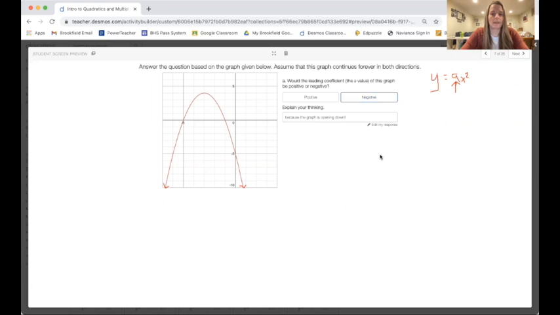Right, if it opened up, that's like our regular quadratic. Our parent function opens up, so it's positive, and then if we flip it, it opens down, so it's negative.